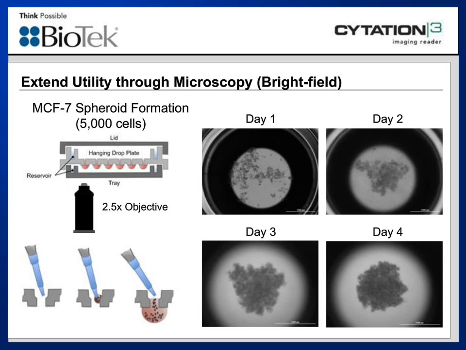Prior to being imaged, the reader environmental controls were set to 37 degrees Celsius and 5% CO2. The entire plate assembly can be inserted into the reader. The clear tray can be imaged right through that.